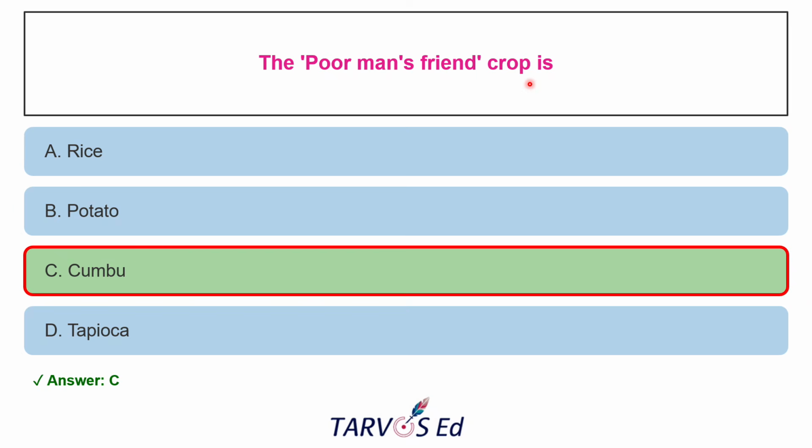Poor man's crop means that crop that usually grows in poor soil and needs very little water and gives the maximum food security to marginal farmers. And it is generally cheap and also nutritious. That is kambu, which is also known as pearl millet or bajra.